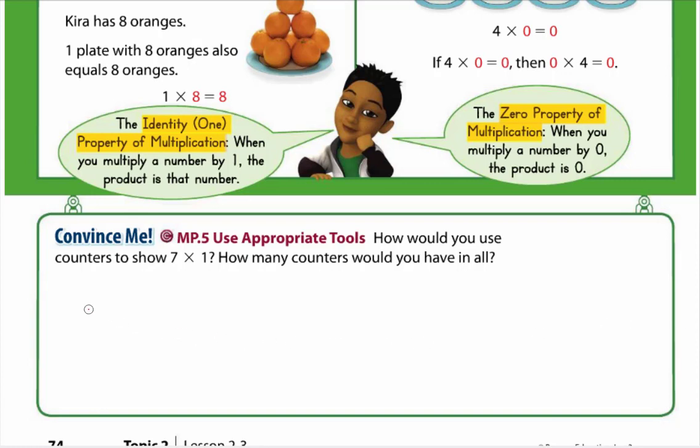Okay guys, write with me. Write with me, okay? We will use 7 groups with 1 in each group. So this is the answer of the first part. How would you use counters to show 7 times 1? 7 groups and 1 in each group.